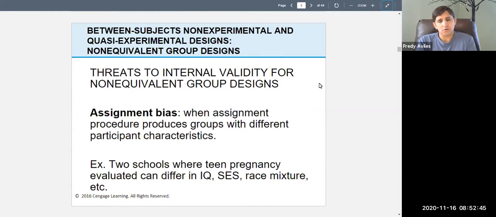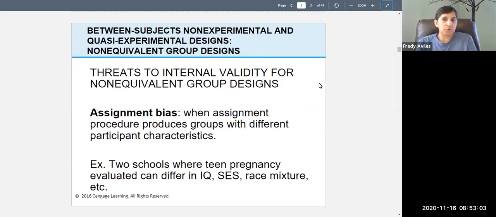Because the schools or the groups are going to differ on their own. You don't have control over that. You can't make it so they don't differ that much. You can't use any of the techniques to minimize these differences. You don't get to assign. You don't get to decide who goes to which school. So you're going to have these problems. So that's called assignment bias.